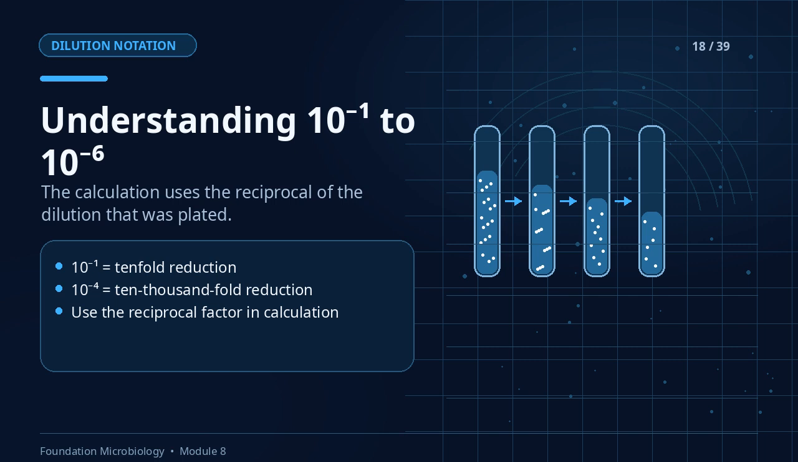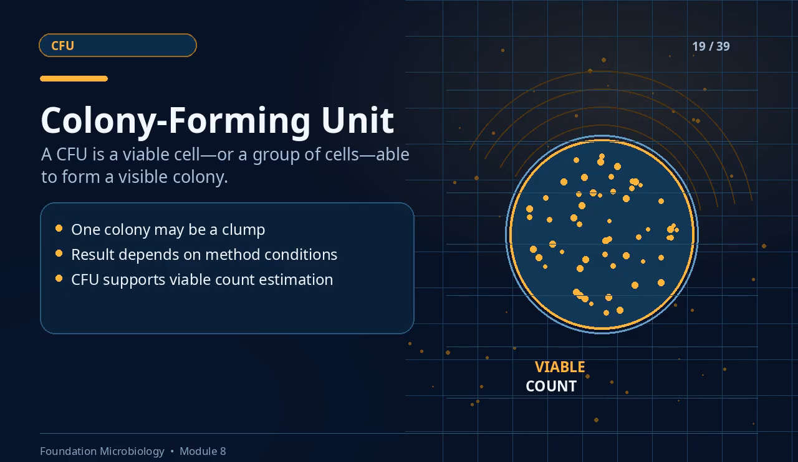Dilution notation describes how much the original concentration has been reduced. For example, a dilution of 10 to the -4 represents a 10,000-fold reduction, while the calculation uses the reciprocal factor of 10,000. A colony-forming unit, or CFU, represents a viable cell or group of cells that can form a visible colony under the test conditions. One colony does not always originate from one individual cell because cells may exist as pairs, chains, clumps, spores, or aggregates.